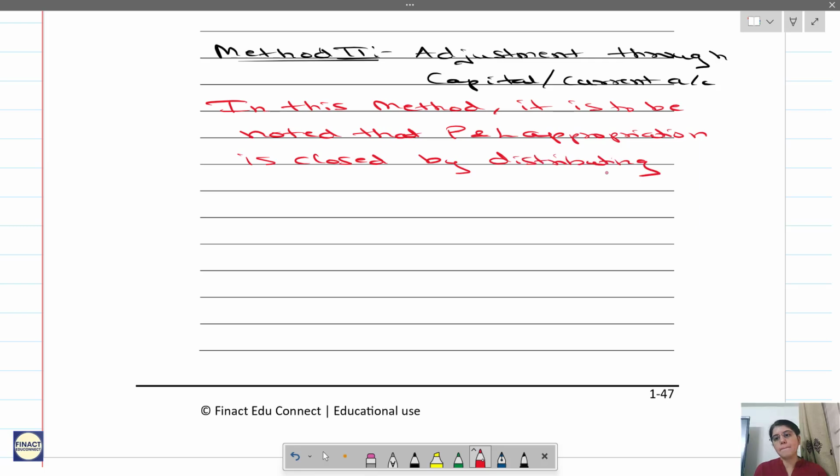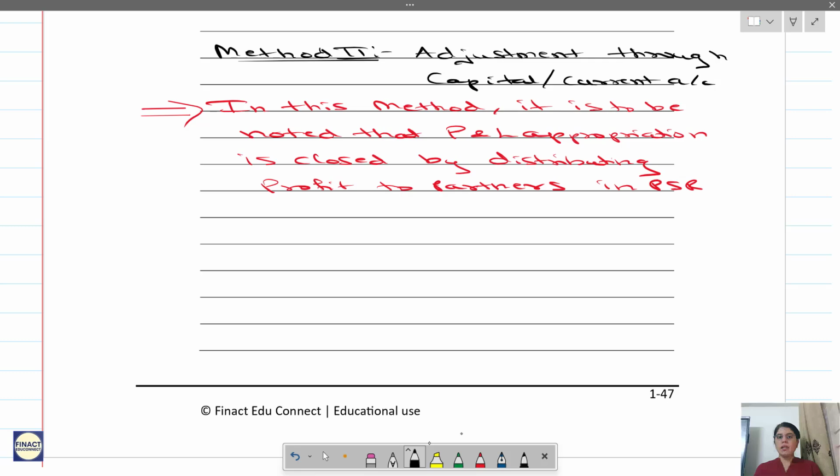distributing profit to partners in the PSR, that is the profit sharing ratio. Okay, this is very important, so this should be noted. In this method, we are assuming that profit and loss appropriation is already closed, and whatever was the decided PSR, that much profit is distributed to each and every partner.